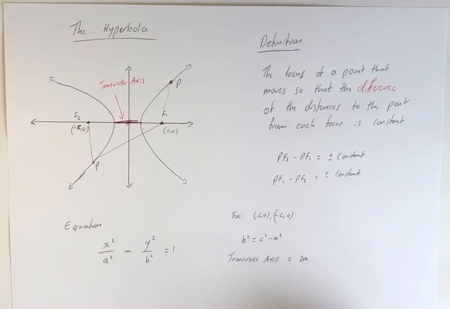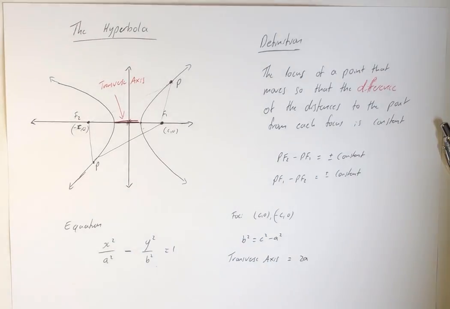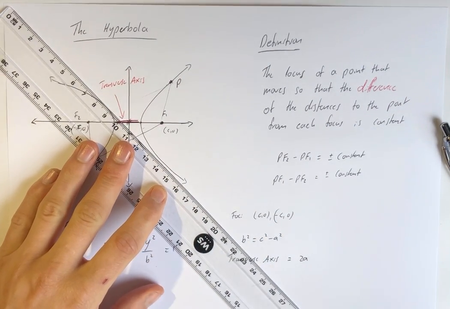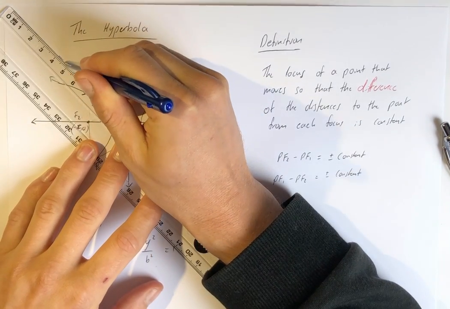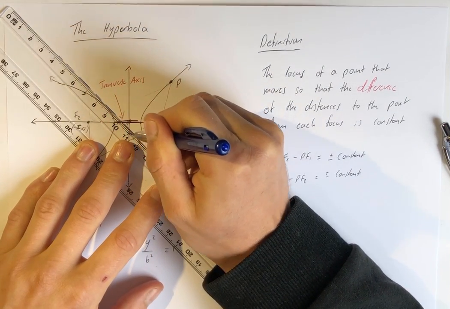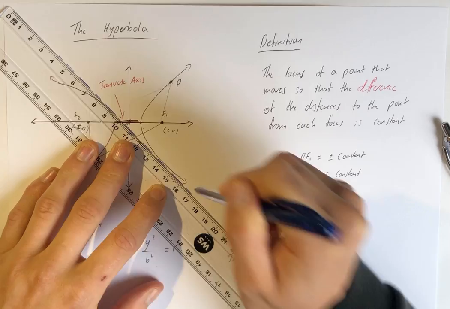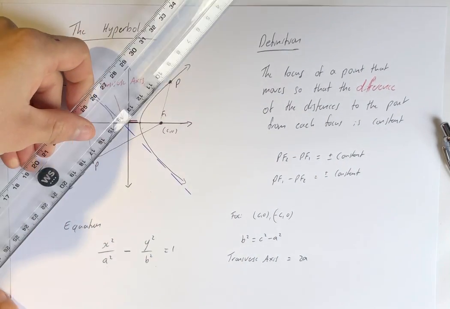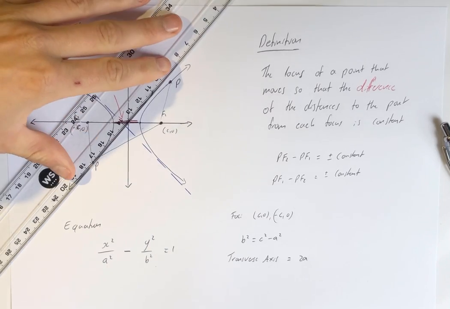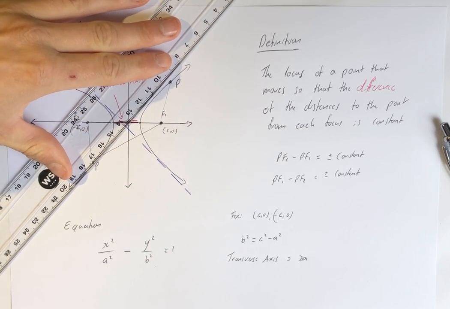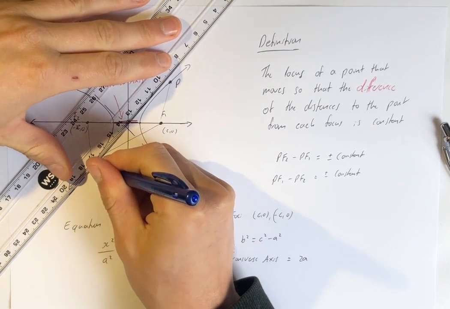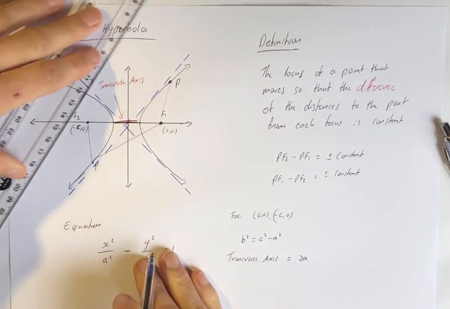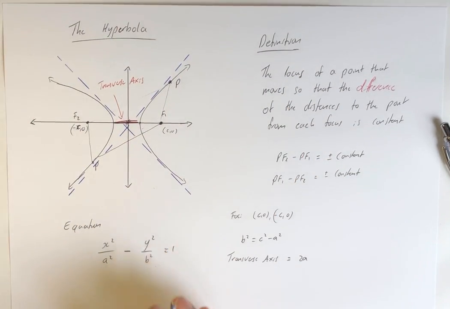And what a hyperbola also has, it's getting a wee bit messy now, but it has what we call asymptotes. So you would have one asymptote going through there, and you might have another asymptote going through, and these should go through the origin, but I haven't drawn it particularly well, and another asymptote going through there.